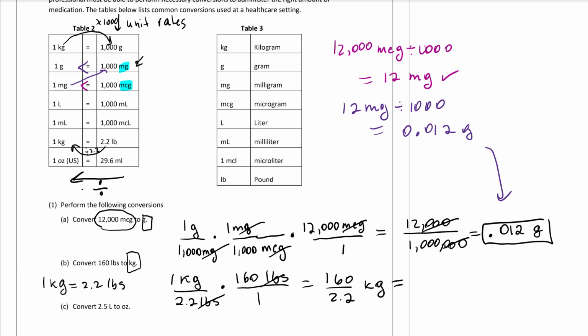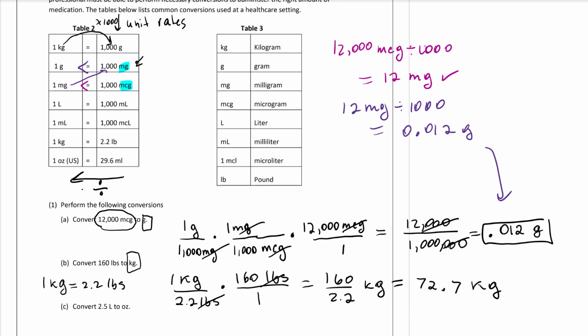That means it's a division. So 160 divided by 2.2 gives us about 72.7 kilograms. As you can see, it looks a little harder, don't you say so?